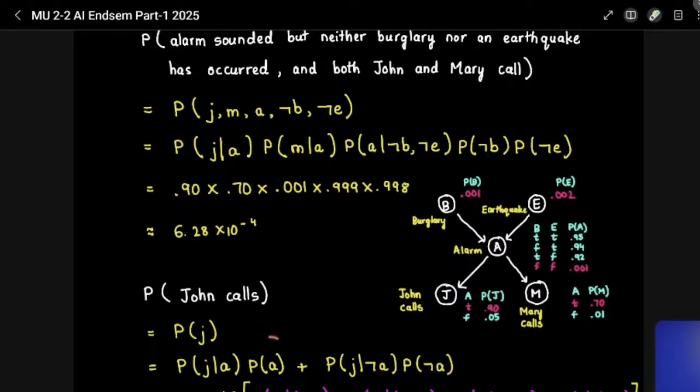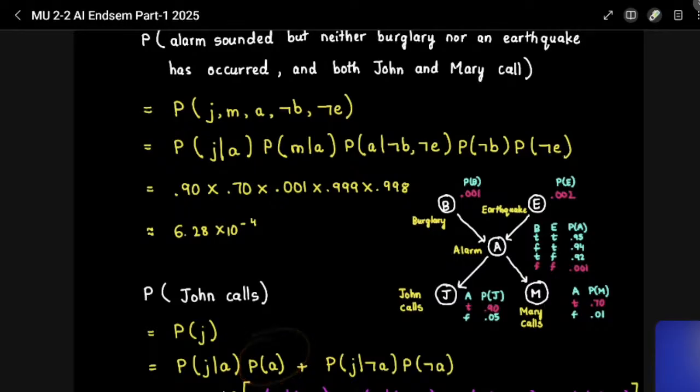So it's like alarm happened. So given alarm happened, what is the probability that John called? The other case is given no alarm happened. Given no alarm happened, what is the probability that John calls? So this is like an exhaustive list of John calling. But still, we need more information. We need to talk about burglary and earthquake as well.